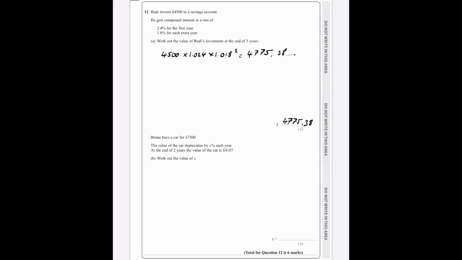Then for question B, I'm just going to find the rate of depreciation first and then convert that into percentages. So I'll call that rate R rather than using X. Divide by 7,500, square root it, and we get R to be 0.74. 0.74 represents a 26% reduction. You're finding 74% of the original amount. So 26% reduction, so X is 26.